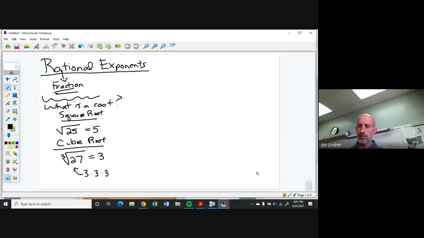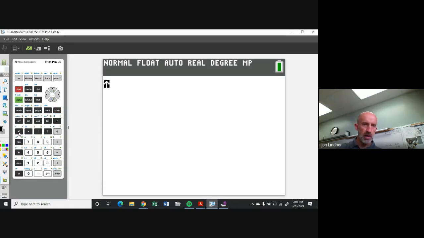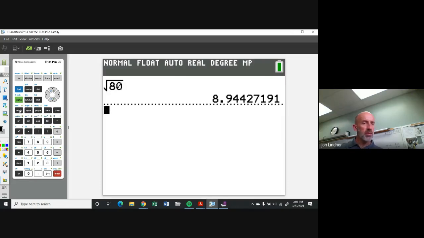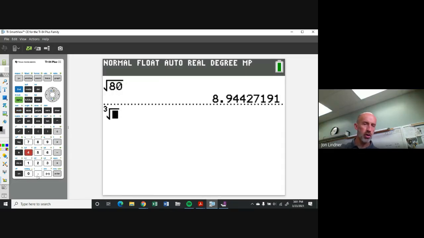Sometimes you have to find the square root of something that is not a perfect square, like the square root of 80, let's say. And we're using the graphing calculator, the TI-84. If I want to find the square root of 80, I press second and then x squared, and the square root symbol comes up. Type in my 80, hit enter. Easy. What if I needed to do a cube root? Well, that's different. You have to press the math button, and here number 4 is the cube root. So like the cube root of 27, there we go.